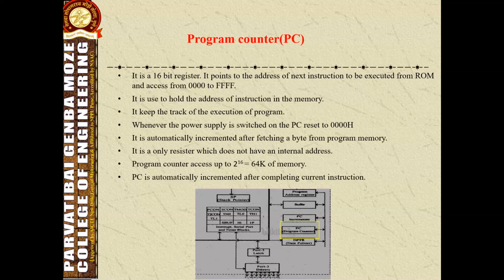Here the figure below shows part of the block diagram of the architecture of the 8051 microcontroller. The highlighted rectangular box shows the location of the program counter. In the case of instructions like jump, call and interrupt, the content of the PC may be changed. The PC is only a register which does not have any internal address, as I have already told.